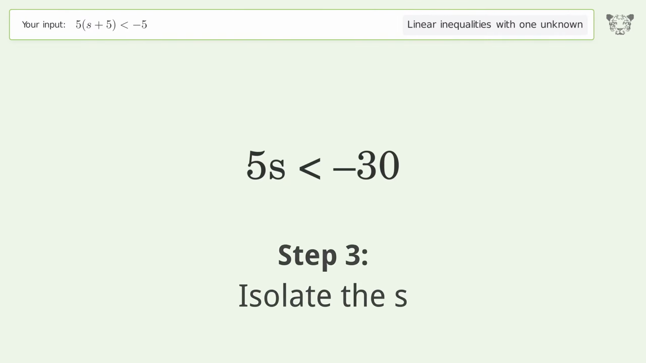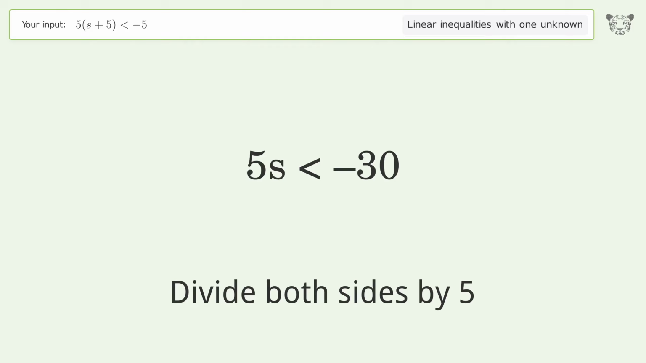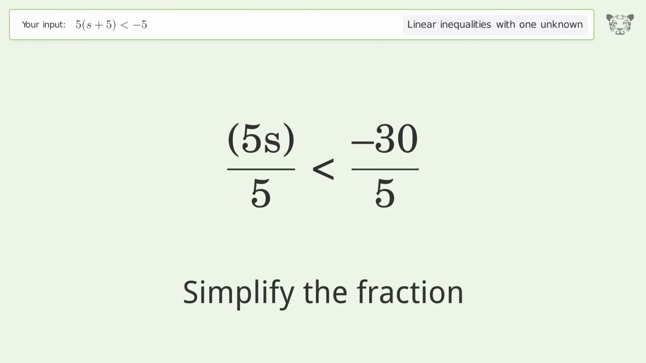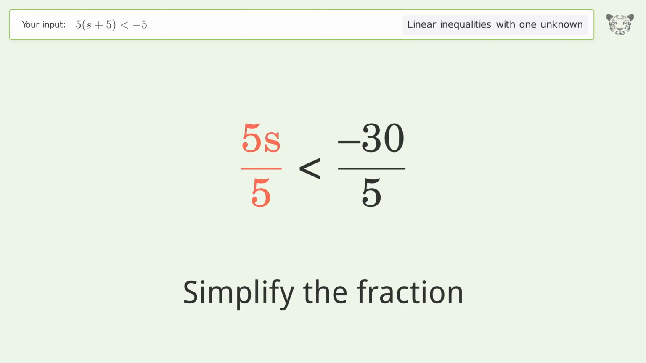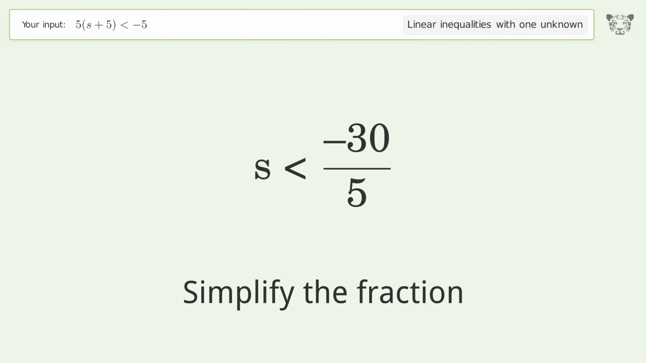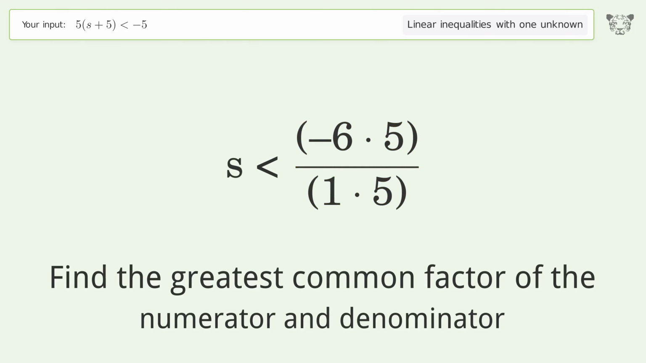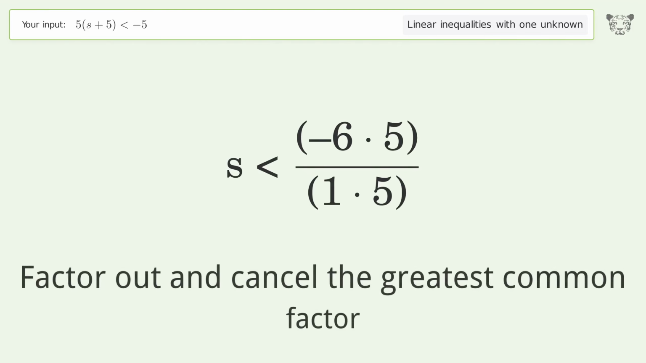Isolate the s. Divide both sides by 5. Simplify the fraction. Find the greatest common factor of the numerator and denominator. Factor out and cancel the greatest common factor.